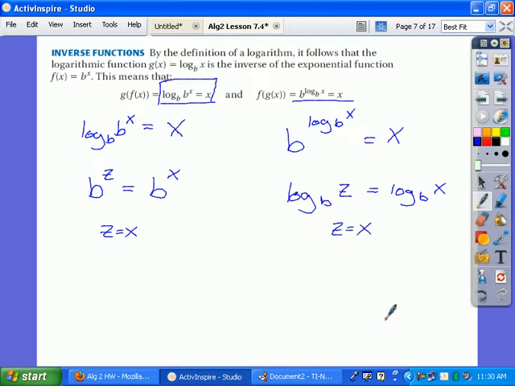Do you have to be able to replicate these two verifications? No, I don't expect you to do that. I just need you to know that this actually is true, it works, and I need you to have these two pieces up here memorized. The reason that's the case is because we're going to look at some problems that make use of those properties.